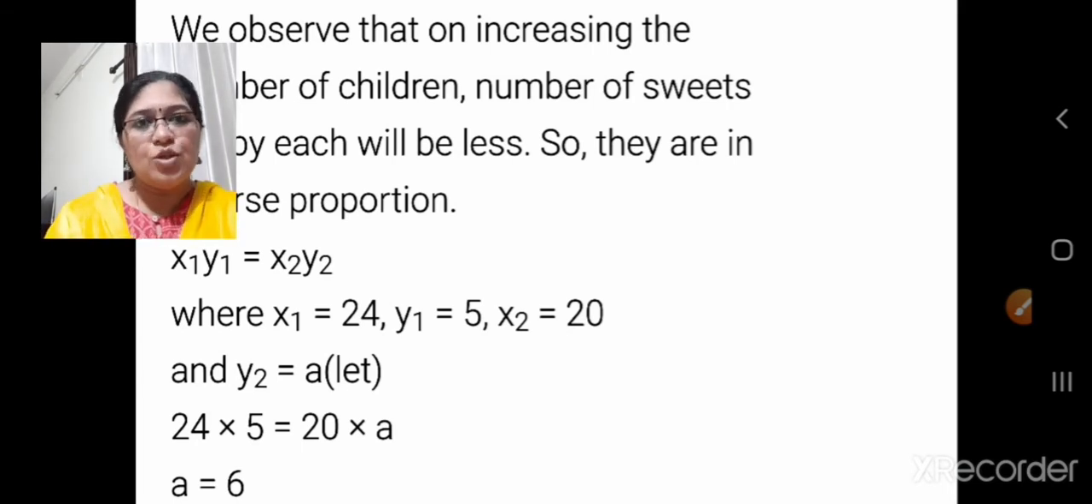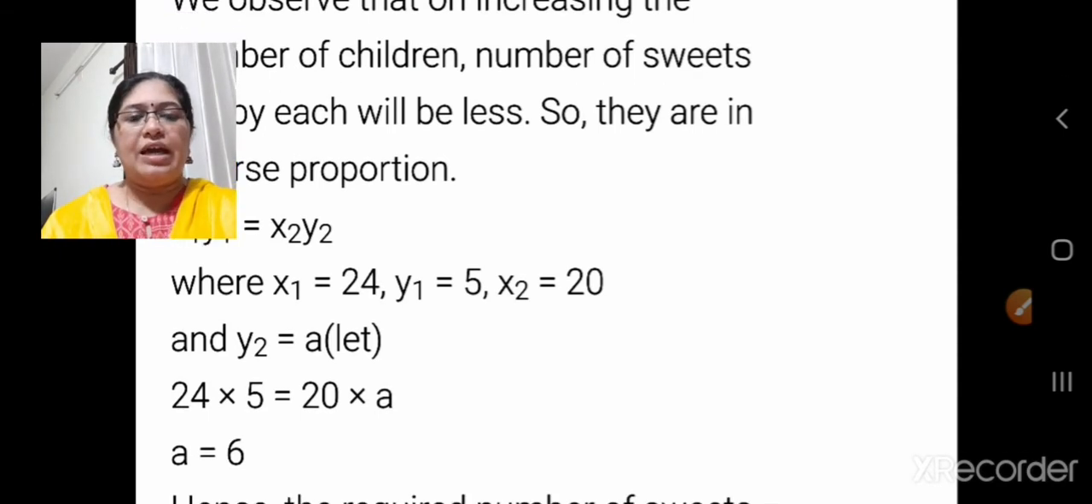X1 into Y1 is equal to X2 into Y2. Two quantities, X1 and Y1, and X2 and Y2 is the other quantities. X1 means we can take it as number of children, Y1 means you can take it as sweets. Like that. Okay. Where X1 equal to 24, Y1 equal to 5. X2 equal to number of children 20, Y2 we don't know. Okay. So it is inverse proportion. What you should do? Multiplication. That X1 into Y1 is equal to X2 into Y2. Okay. So we are applying this.